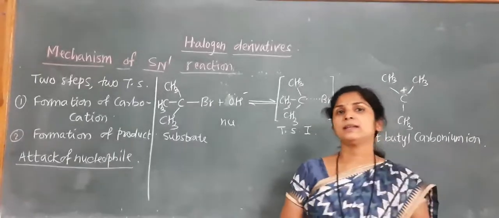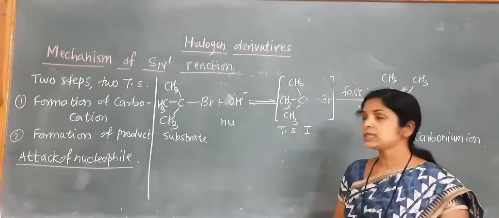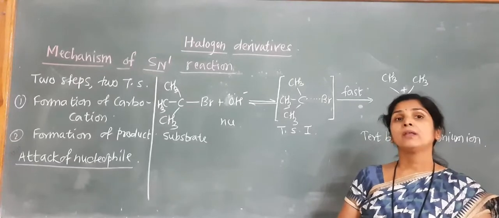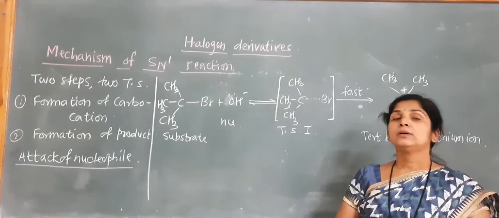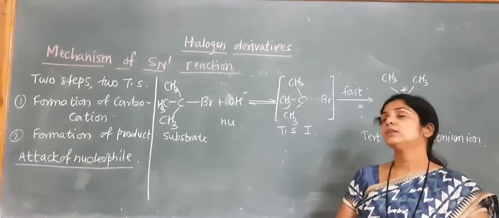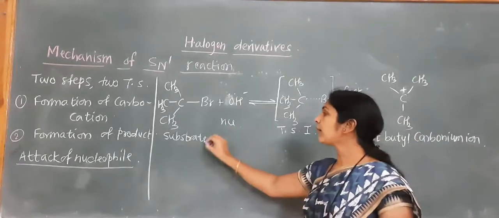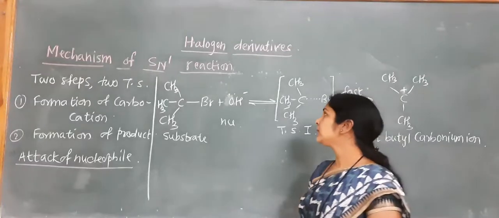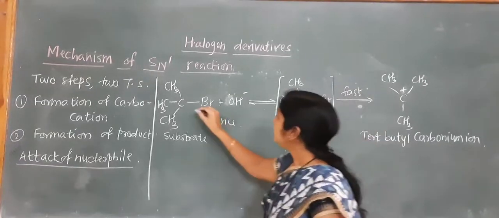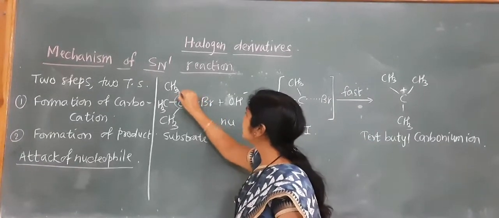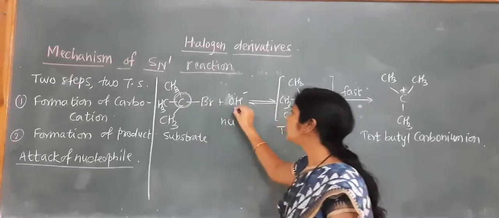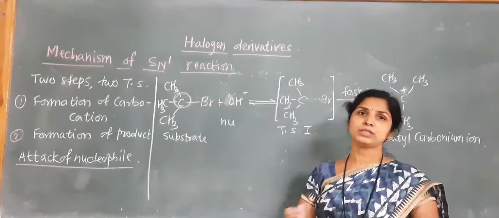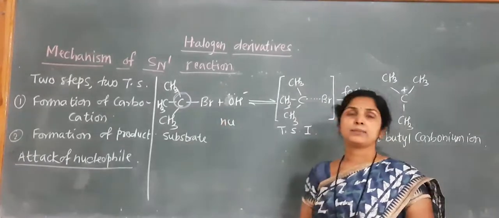Now we are seeing that this is a two-step process passing through two transition states. Now the first step, when the nucleophile is going to approach the substrate molecule, the attack on the substrate molecule will be done at this central carbon atom. This nucleophile has to attack on the carbon atom, which is called the tertiary carbon atom.